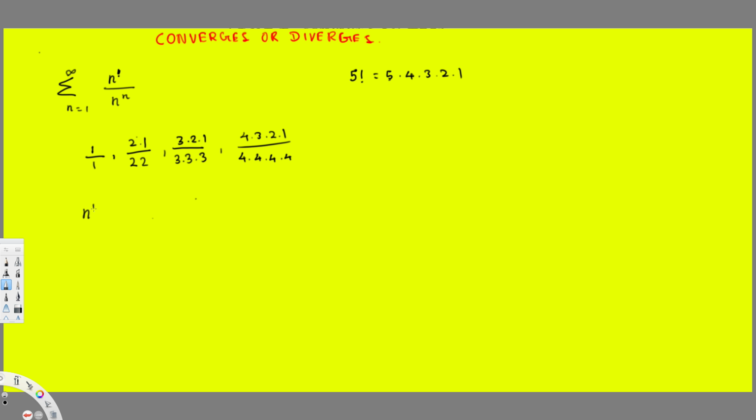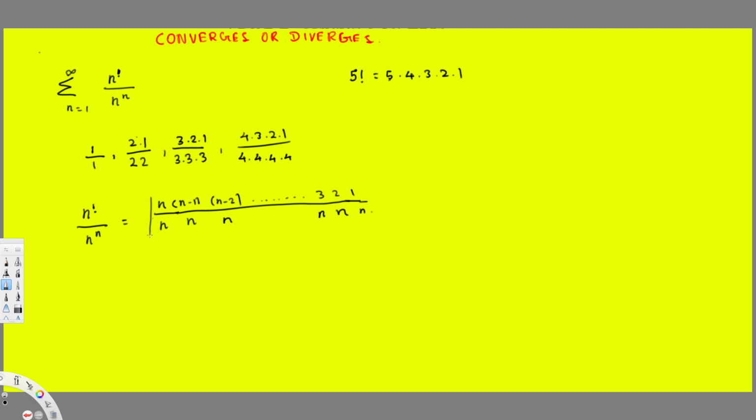So let's bring n factorial over n to the power n. That's equal to, if I pick n as a large value, the factorial is going to be reduced by 1 each time. So it's going to be n over n, then n minus 1 over n, then n minus 2 over n. If this is a large number, it goes all the way down to 3, 2, 1, and in the denominator we are going to have n until the end.